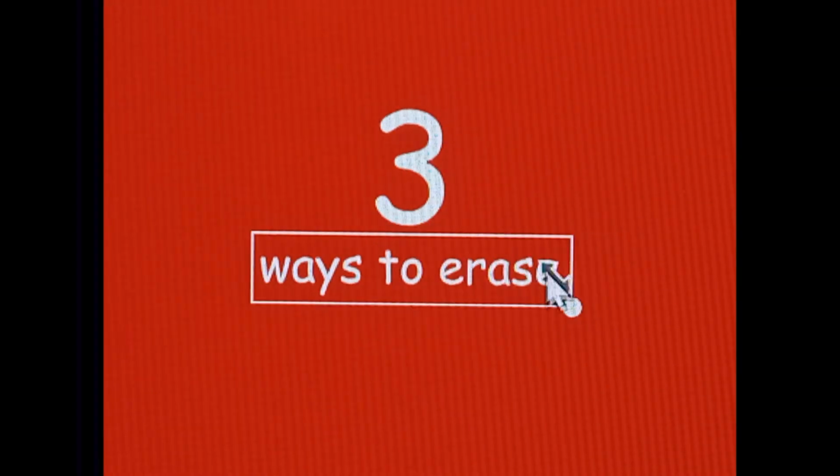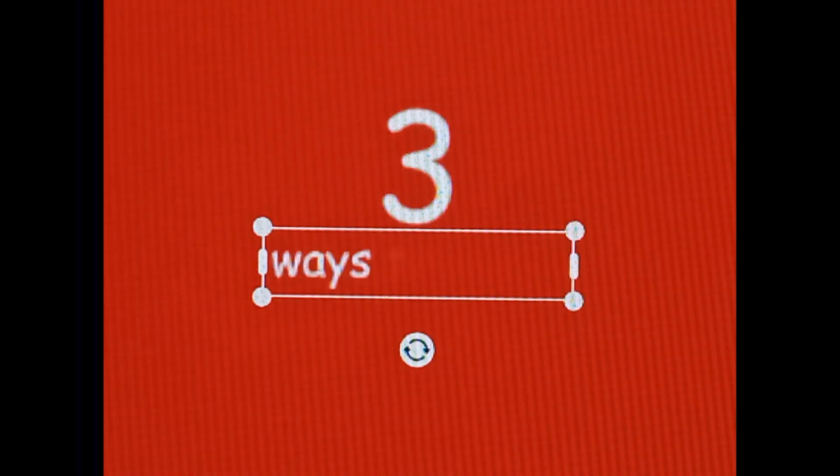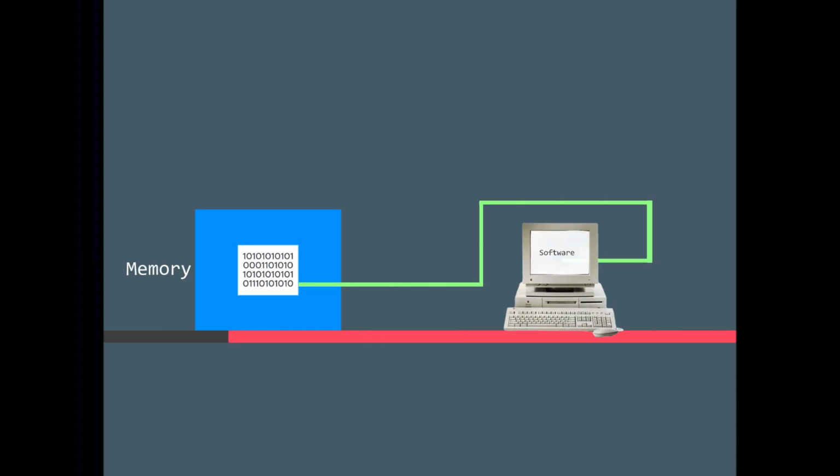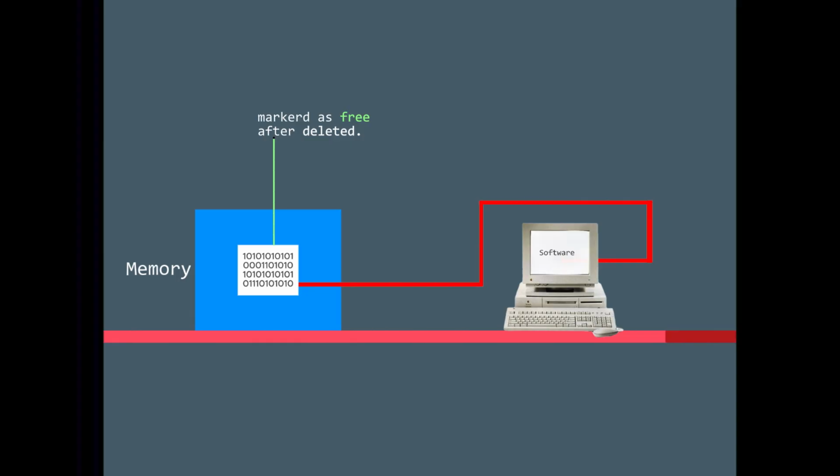To completely erase the file, there are three ways. First one is to wipe the data. And what does it do? First of all, the wiping software identifies the parts of the storage that were marked as free during deletion. It means that the operating system can overwrite new files onto that space.